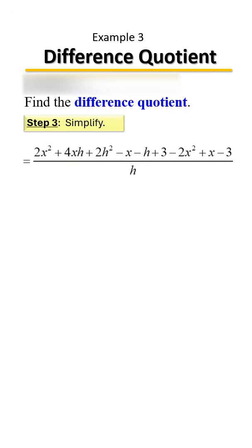Okay, so now it's time for us to cancel terms. What do you see that we can cancel? Yes, the 2x squares. What else? Yes, the x's. And one more. Yes, the 3's. Let's go ahead and write what we have left.